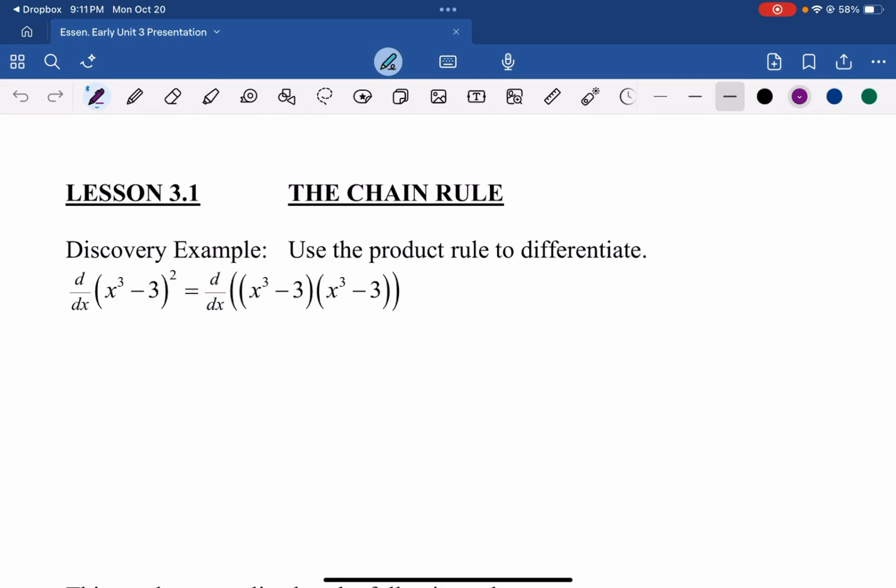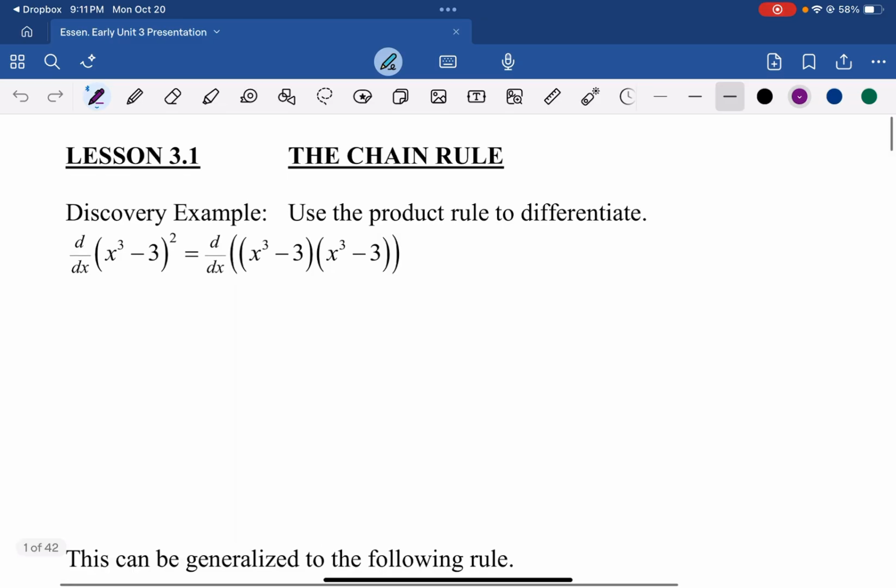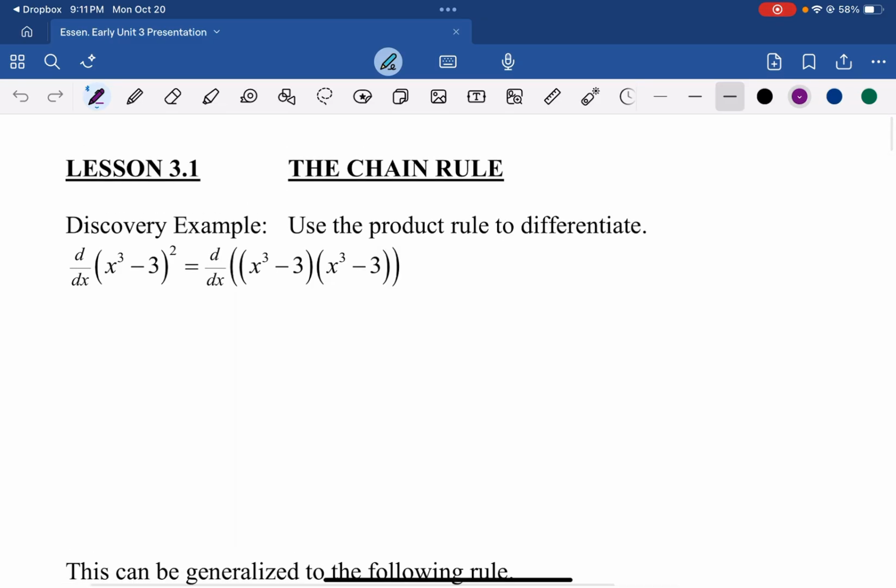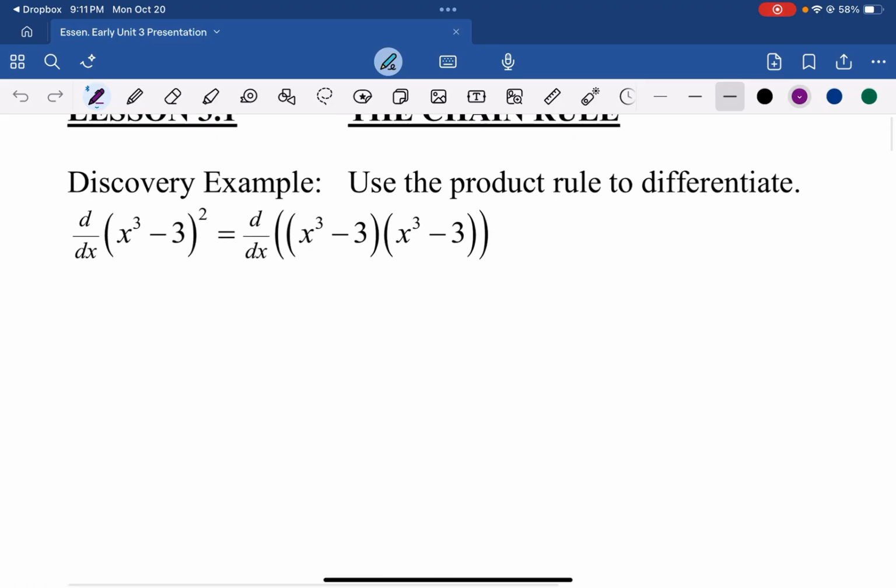Today's lesson is about the chain rule. First we're going to look at this kind of discovery, using our knowledge of the product rule to differentiate. We want to find the derivative of (x cubed minus 3) squared.